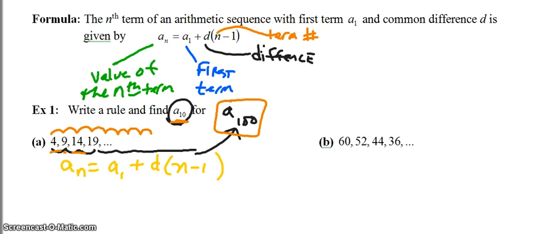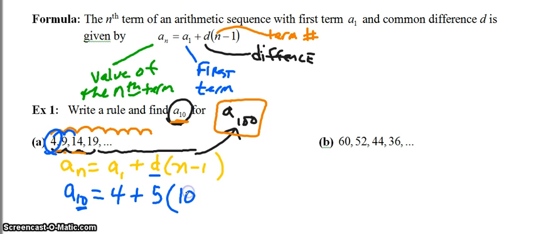Let's do the 10th term first. So put a sub 10 equals, the first term in this sequence is a 4, plus this d stands for the common difference, which in this case is a 5. And if we want to find the 10th term, we actually put a 10 in for the term number, which would be 10 minus 1 here. So let's do this math. What is the value of the 10th term? 4 plus 5 times 9 is 45, and 45 plus 4 would be a 49. So our 10th term, if we continued here, would be a 49.